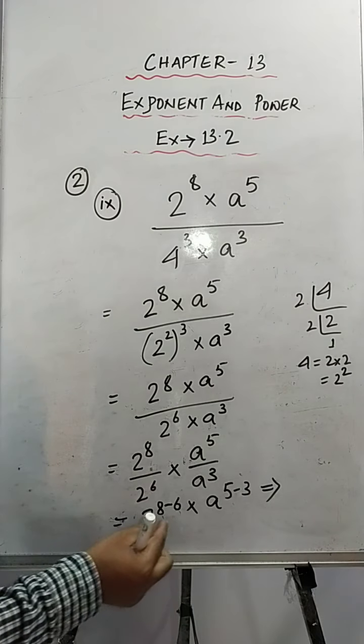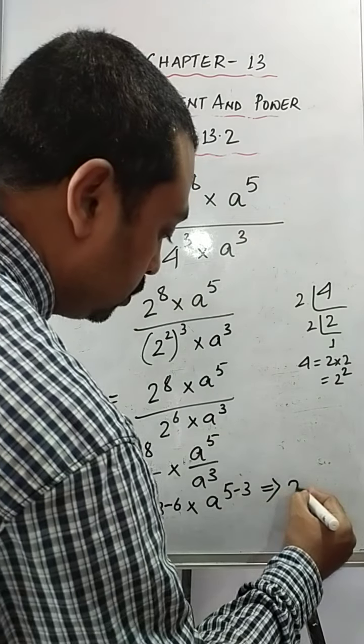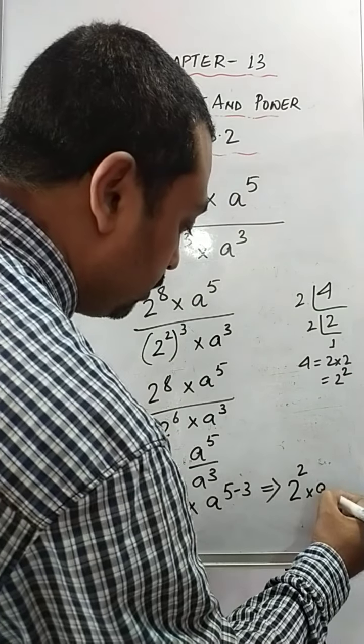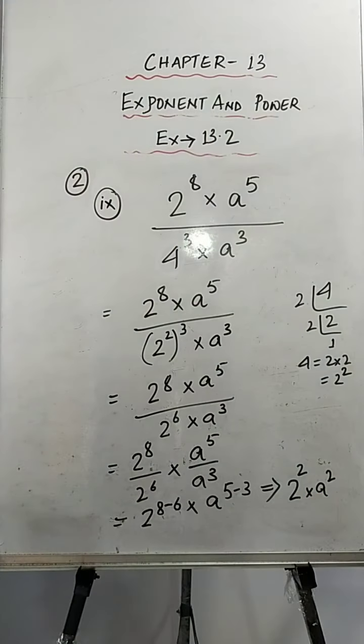Okay, so what is the answer? 8 minus 6 is what? 2. So 2 to the power 2. And 5 minus 3 is what? Again 2. So a to the power 2. So this is your required answer.